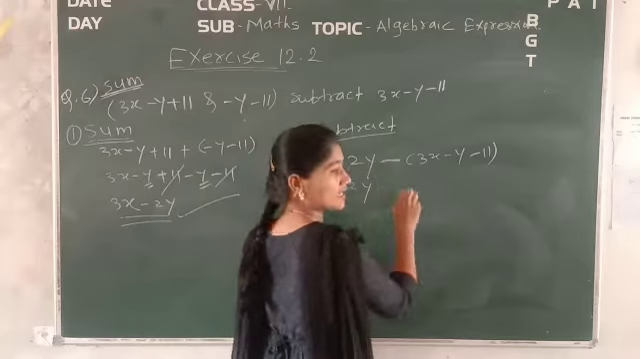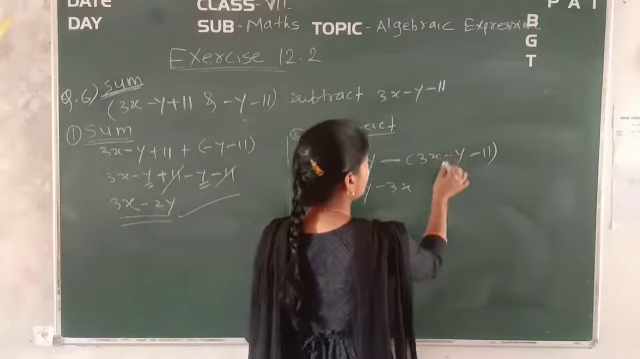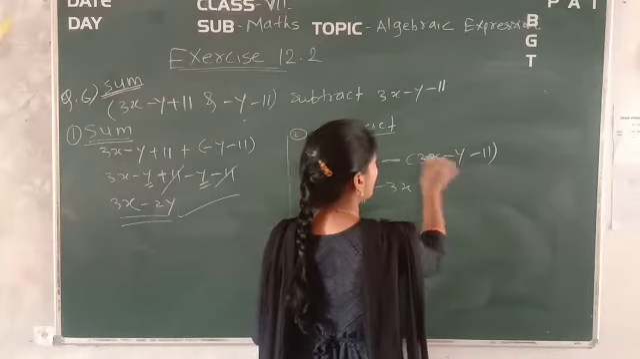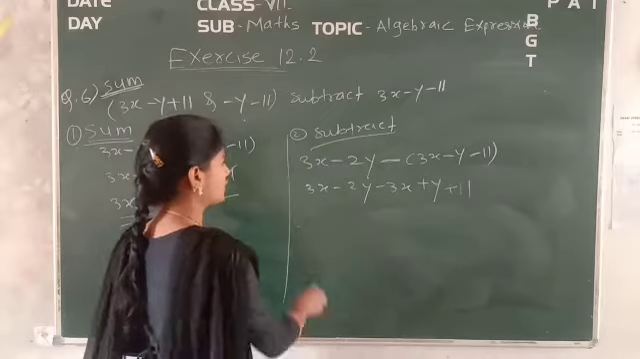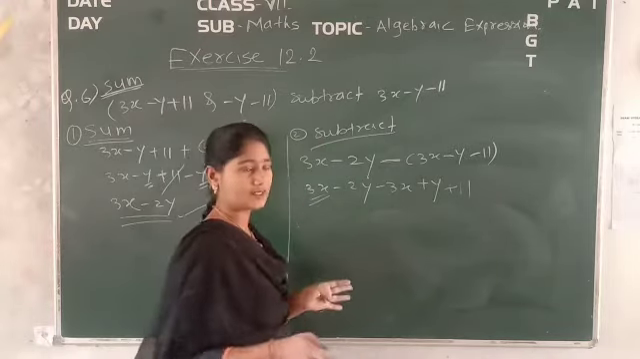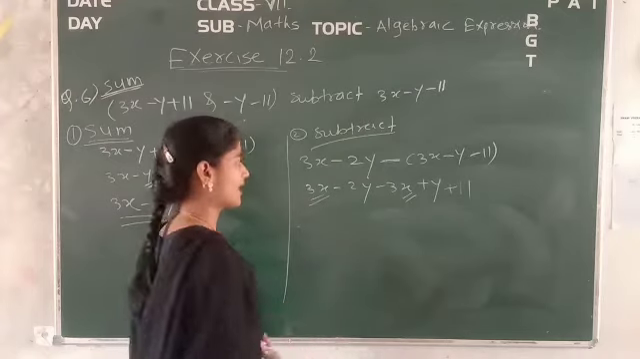From this minus, it will be multiplied to the whole bracket, that is minus 3x, minus minus, plus y, minus minus again it is plus 11. Okay, so which is equal to, this is plus 3x, this is minus 3x, so both of them have opposite signs, they will get cancelled out.